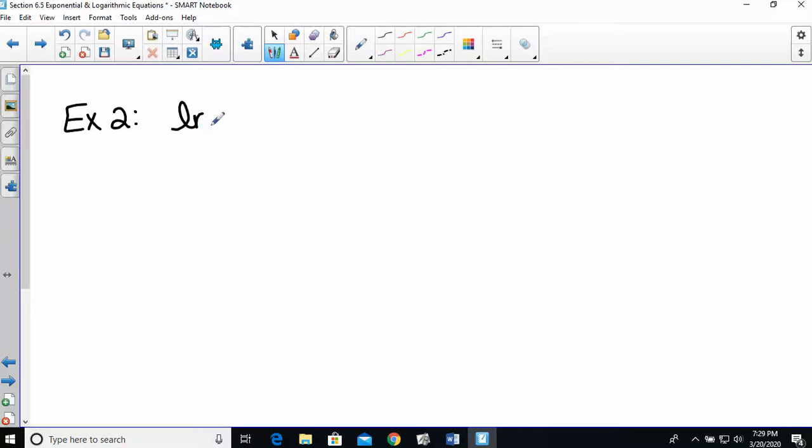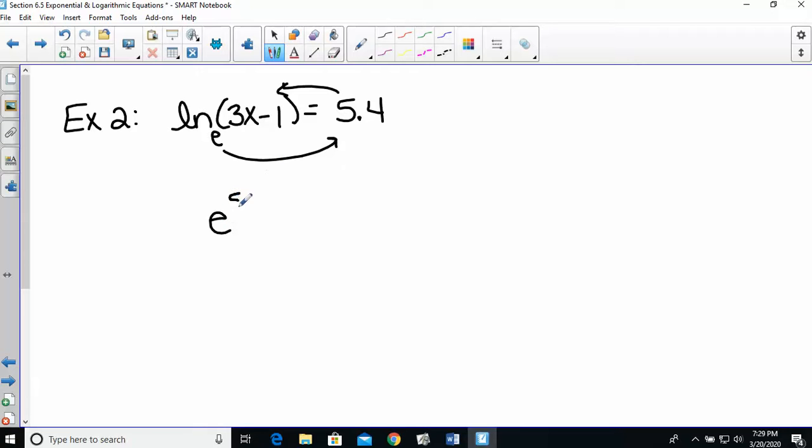Okay. So let's say I gave you the natural log of 3x minus 1 equals 5.4. If I'm trying to solve this, the base of a natural log we know is e. This log is by itself, so we can go ahead and change to exponential form. So e to the 5.4 equals 3x minus 1.